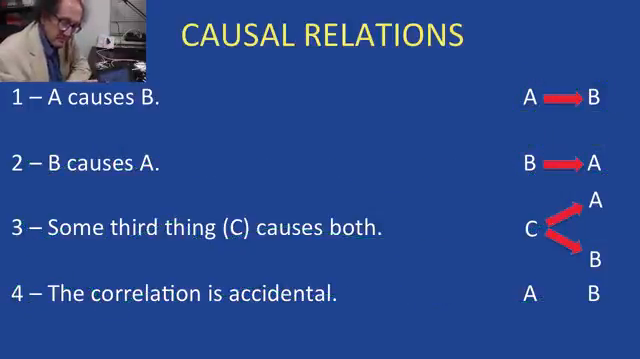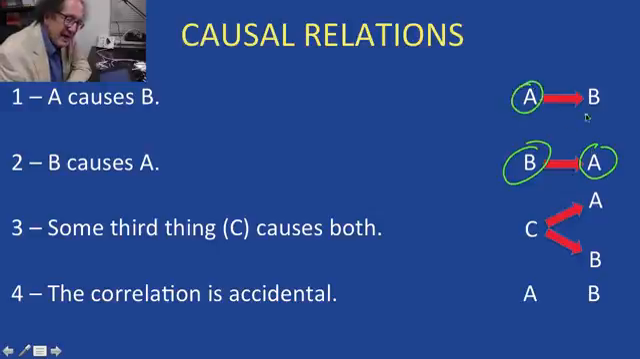Now, you can also do it the other way around. If you manipulate B and A changes, but you manipulate A and B doesn't change, then you know that B causes A.